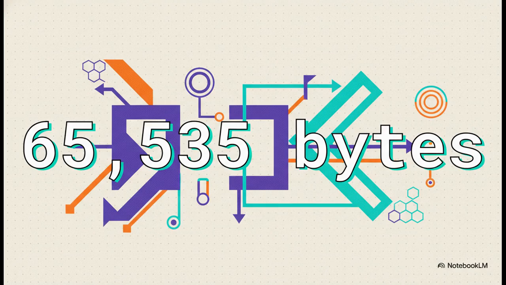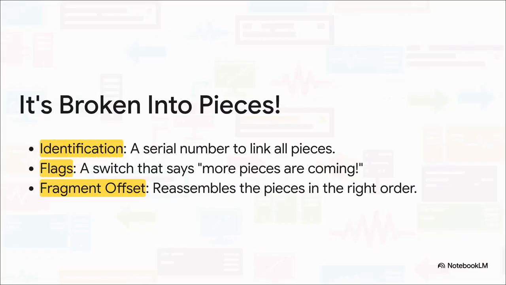While a single packet can be up to 65,535 bytes, many of the networks it has to travel through can't handle anything near that large. So the system needs a way to deal with this. And the solution is to break it into smaller pieces. It's a process called fragmentation.